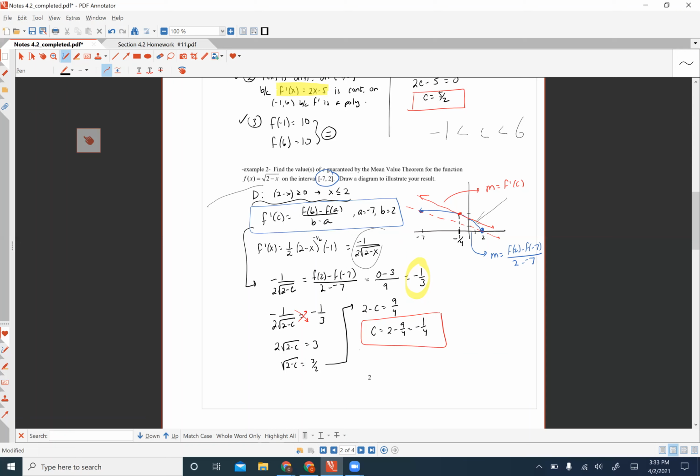Now you just solve this equation right here. Negative 1/2 over the square root of 2 minus c is negative 1/3. I think you can follow the logic here. You get that c is equal to negative 1/4.